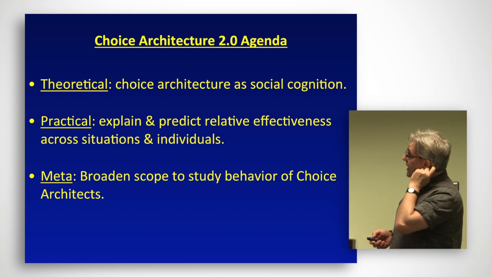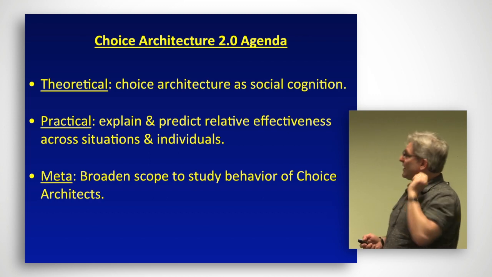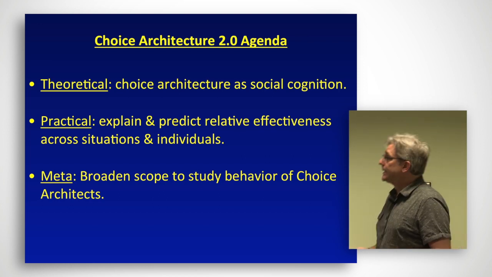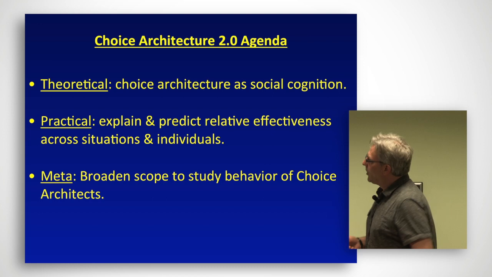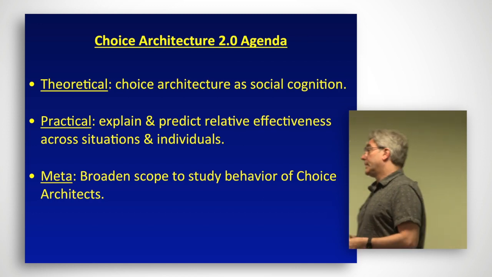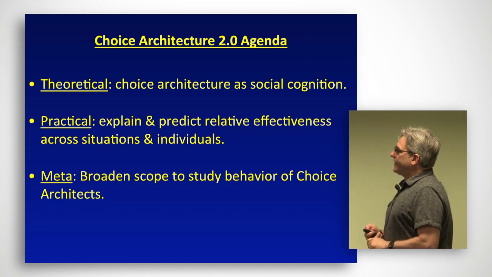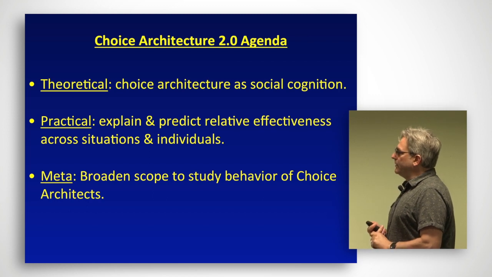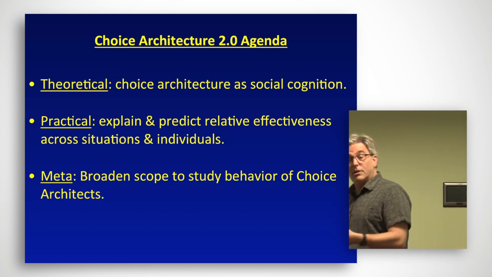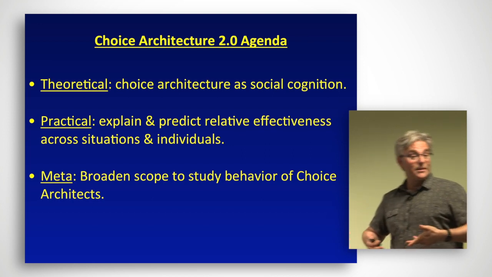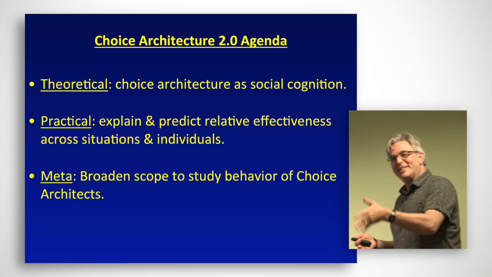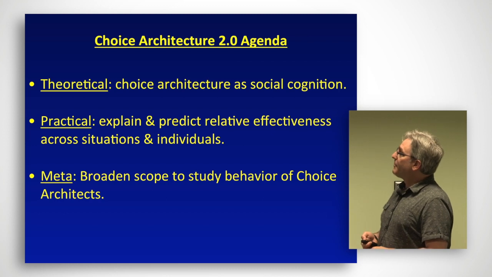This suggests a new kind of agenda. Theoretically, choice architecture becomes a kind of subset of what psychologists would call social cognition. Practically, it might help us explain and predict relative effectiveness across situations and individuals of different choice architecture regimes. And then there's an interesting metascope, where you can broaden the scope of study to study the behavior not only of the targets of choice architecture, but the choice architects themselves. We're all in different situations acting as choice architects, whether formally or informally. Parents know what I'm talking about, right? With our children, if we want to nudge them to behave in a particular way, for instance. So that might be an interesting thing to do.